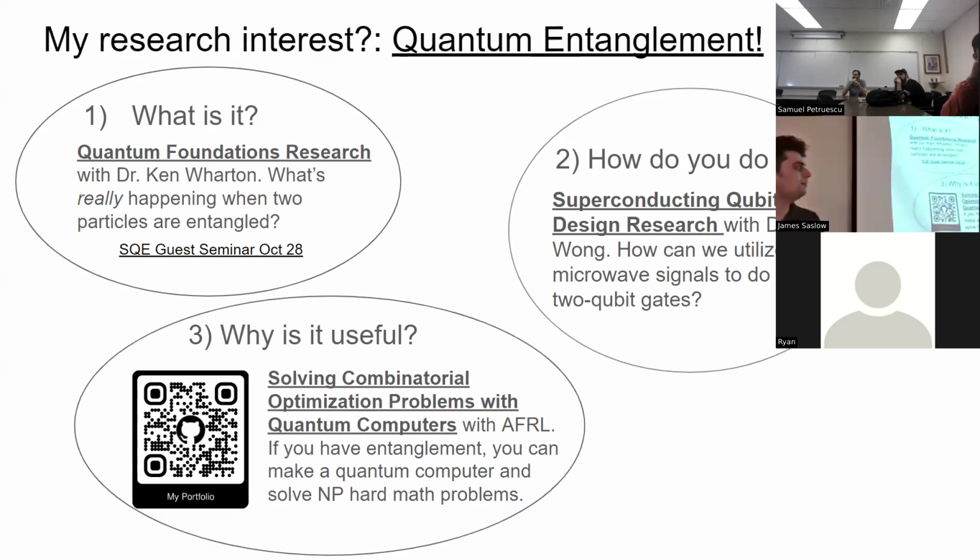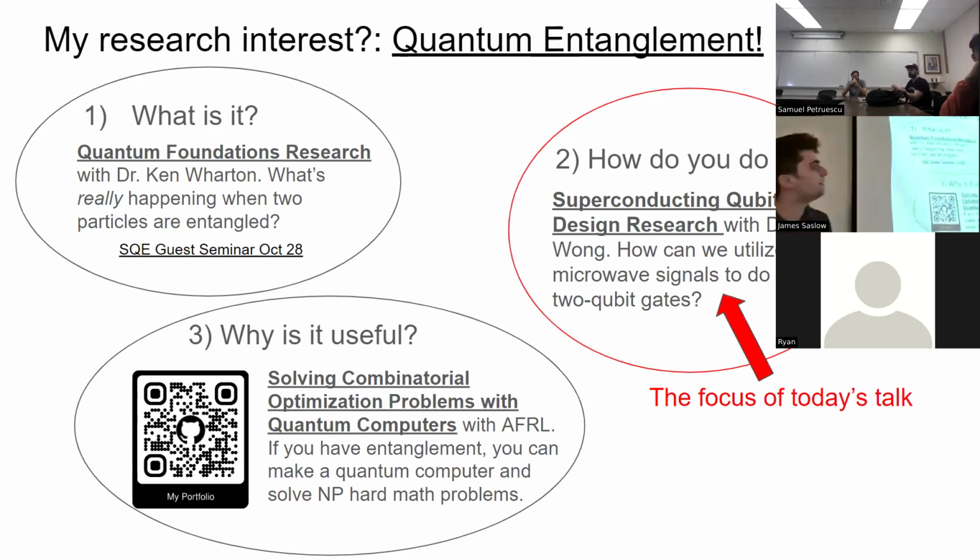And why is it useful? Well, you can use it to solve a very difficult class of math problems called combinatorial optimization problems with quantum computers. If you have entanglement, that's your key special feature to build a quantum computer. If you can build a quantum computer, you can do a bunch of complicated math problems that are very difficult for normal computers to solve. The focus of today's talk is going to be superconducting qubit chip design research. So how do you do it? How do you make entanglement? What is the machine doing? How do you build it?